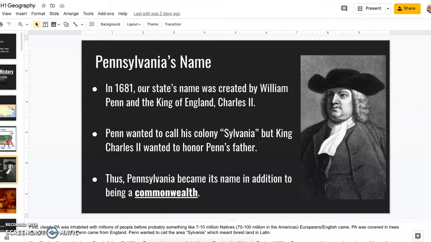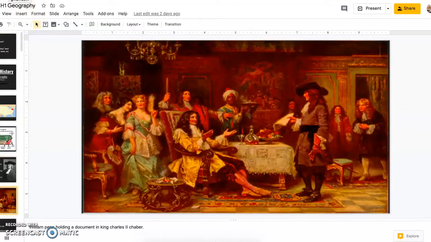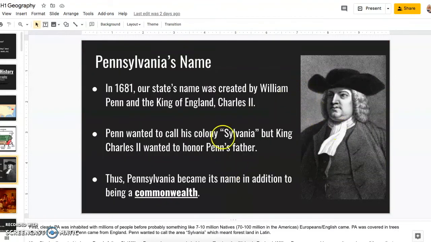There are other commonwealths, such as Massachusetts, Virginia, Kentucky. You can even say some of our territories like Puerto Rico, the Mariana Islands, or Guam. They also are, but there's not really any difference. They have the same politics, they have the same laws. Everything's the same as the states. The only difference is pretty much the title. Here's just an image of William Penn in the king's chamber, and that would be the king. This was also an image of him later.